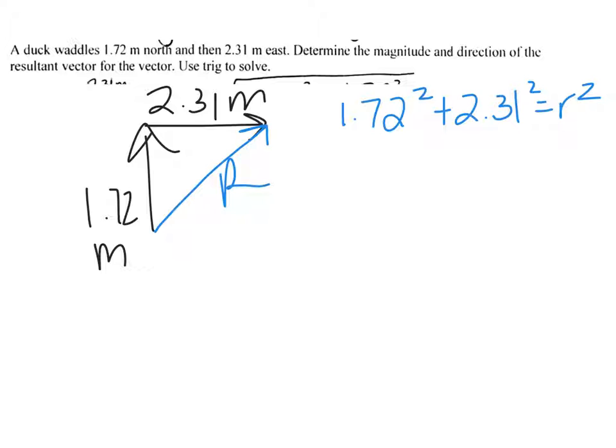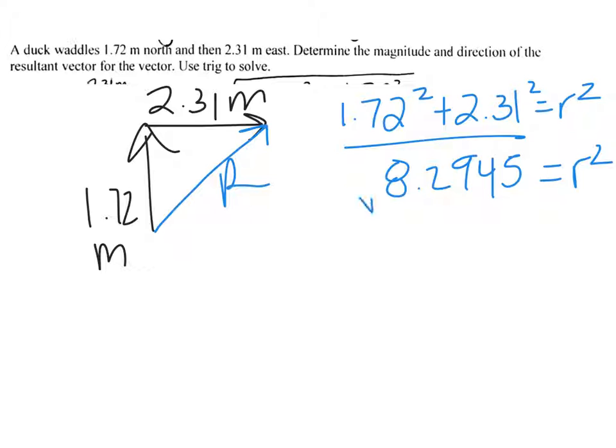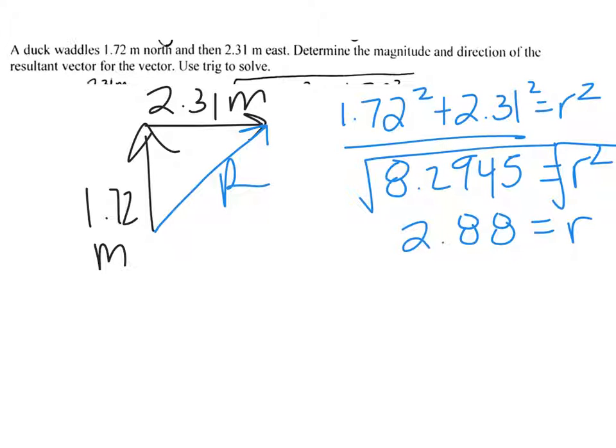All right. So a lot of you guys like to type everything in your calculator at once. So when you type all of this in, it would give you 8.2945, and that's equal to r squared. And then you just need to square root both sides, and that would leave you with 2.88 equals r. So your magnitude of your resultant vector is 2.88 meters.